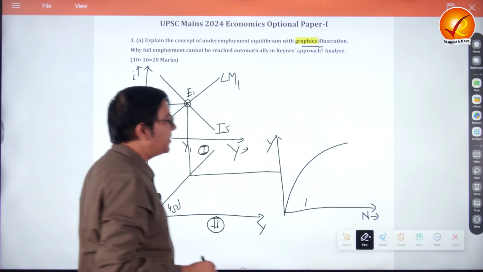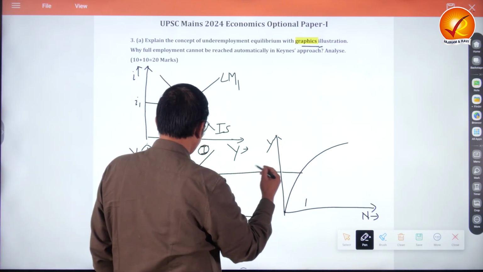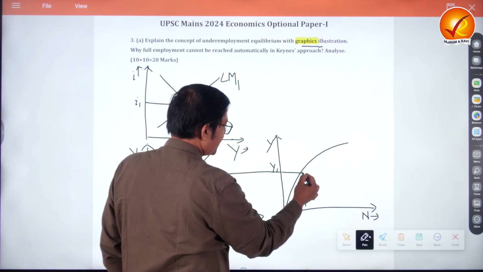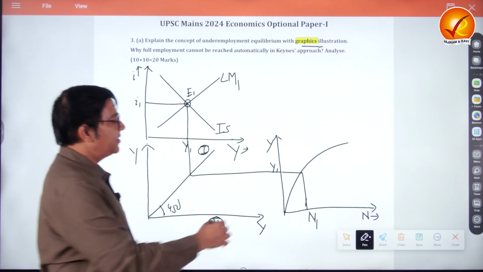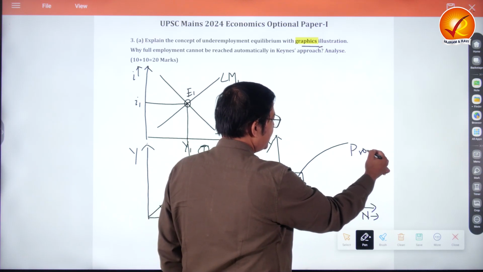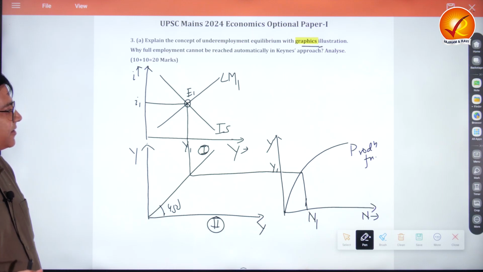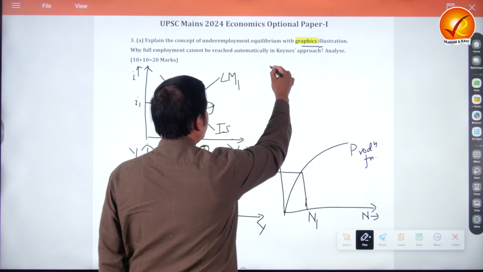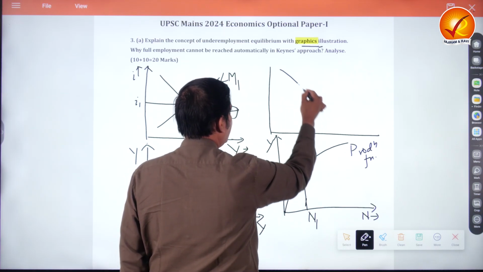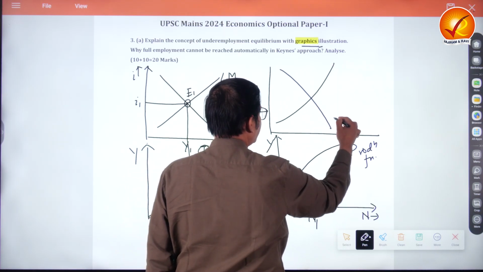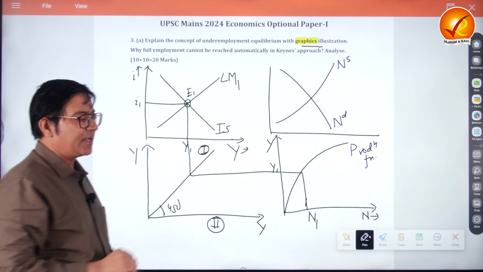Y on one axis, labor or employment on the other. So we can say that for this Y1 level of output, N1 level of labor needs to be employed. This is my production function. I'm sure all of you know the production function typically looks like this in the second stage of production. And then in another panel, draw the labor demand and labor supply curve. Call them ND and NS, or whichever way you want to name it.